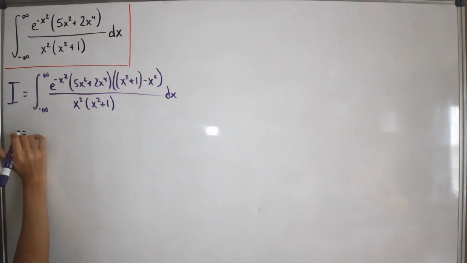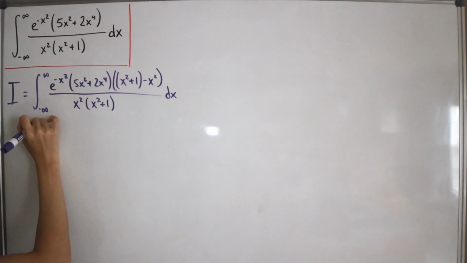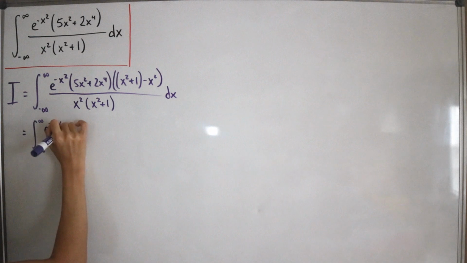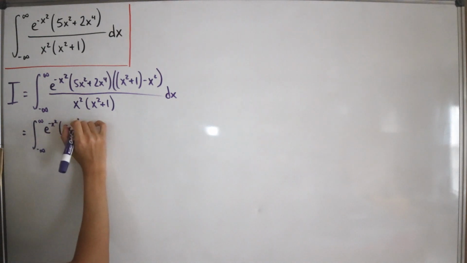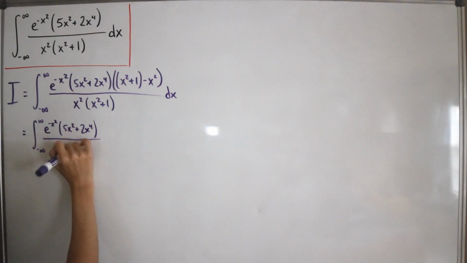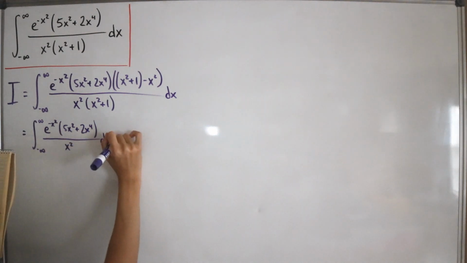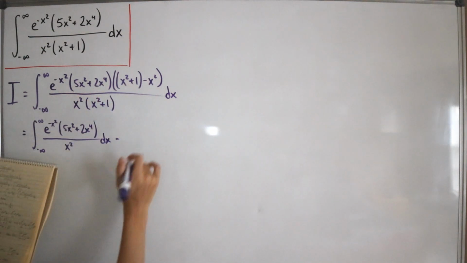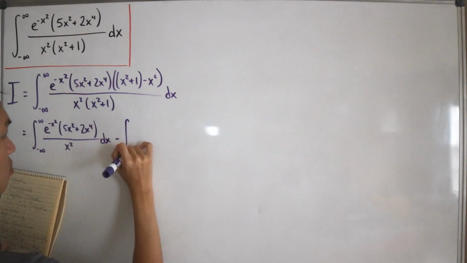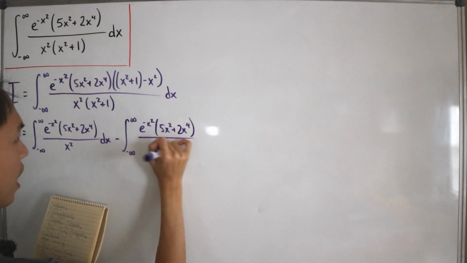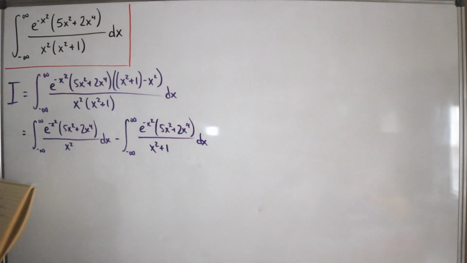Reducing all this, we actually have the difference of two improper integrals, from negative infinity to infinity. The first one is e to the negative x squared times 5x squared plus 2x to the fourth, and our denominator for now is x squared. After that, we have the subtraction, where we get rid of the x squared. Now this has the same numerator on top, and this time our denominator is x squared plus 1, multiplied with dx.